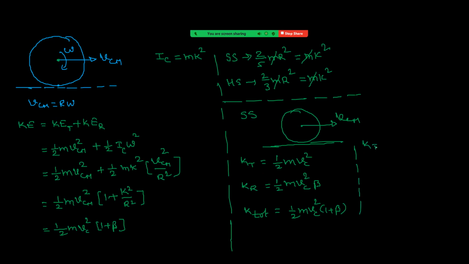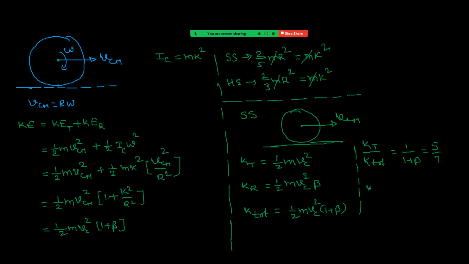Kinetic energy because of translation upon total kinetic energy. Half m VCM square, half m VCM square gets cancelled. Remaining is now 1 by 1 plus beta. In this case, what is the answer? Beta value is 2 by 5, right? 1 plus 2 by 5, it is 5 by 7. This is the fraction of kinetic energy because of translation.